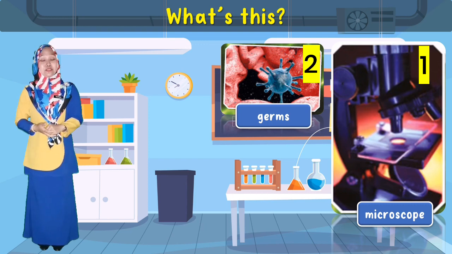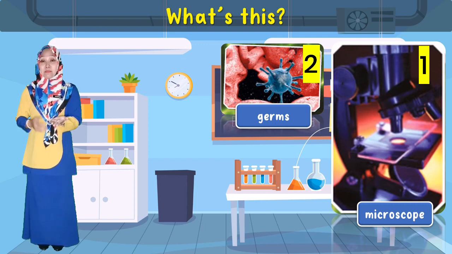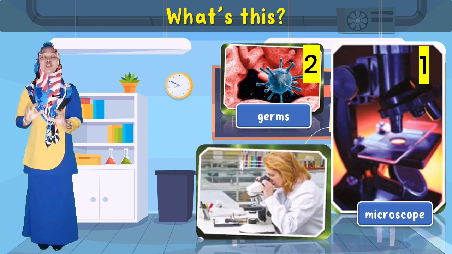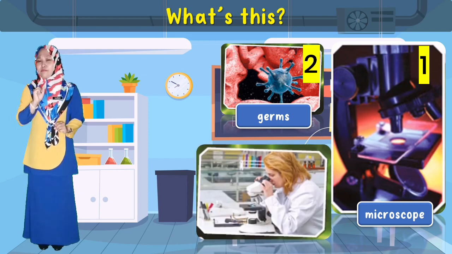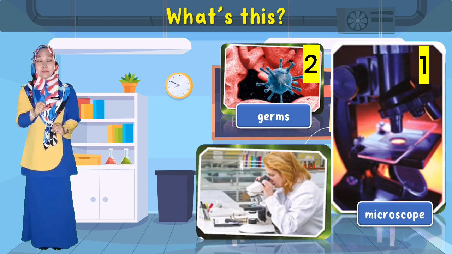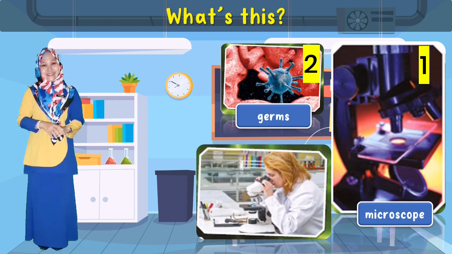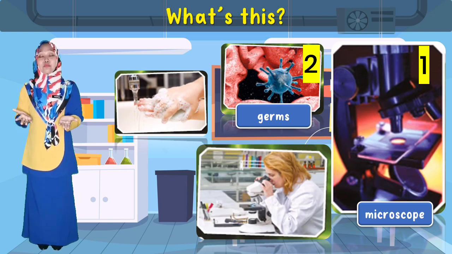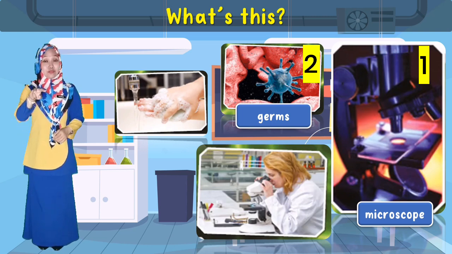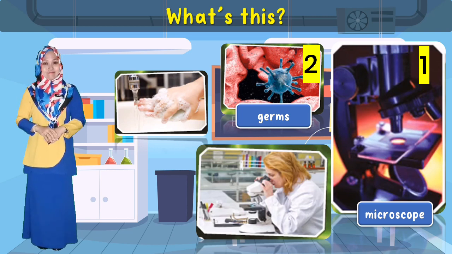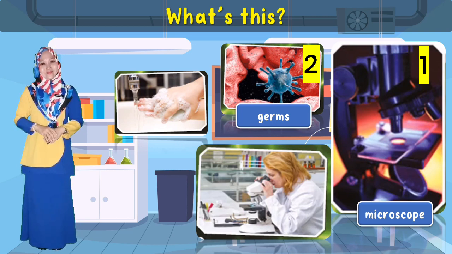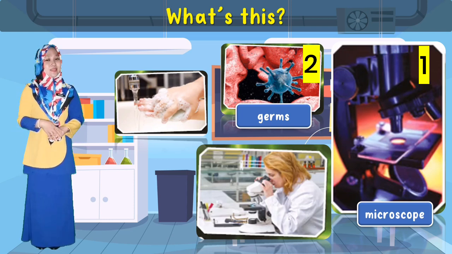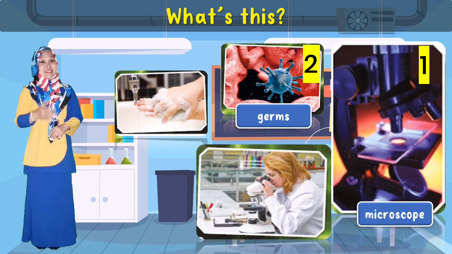How about picture number 2? Picture number 2 is germs. Germs means very small organism that causes disease. Can you please look at the picture of the woman looking through the microscope? Can you please answer me? What does she do?